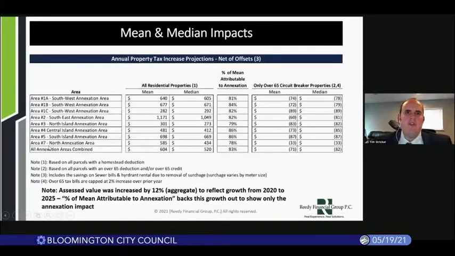For area number 7, which is the North Annexation area, the average increase is $585. The median is $434. The percentage of the mean that is attributable to annexation is 78%. The average decrease to the over 65 properties is $33, and the median is also $33. For all annexation areas combined, the average increase is $604. The median is $520. 83% of the mean is attributable to annexation. The average decrease to the over 65 properties is $71, and the median is an $82 reduction.